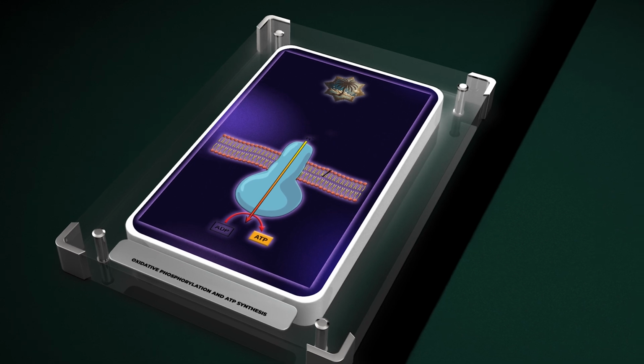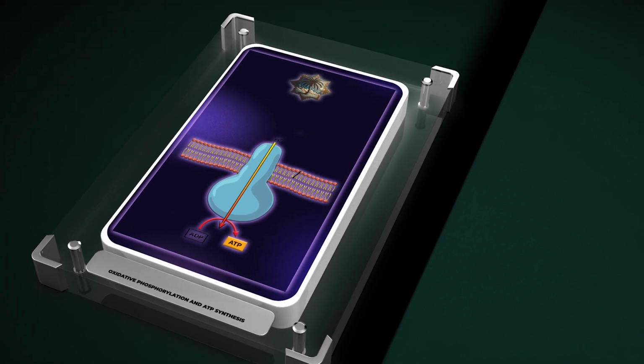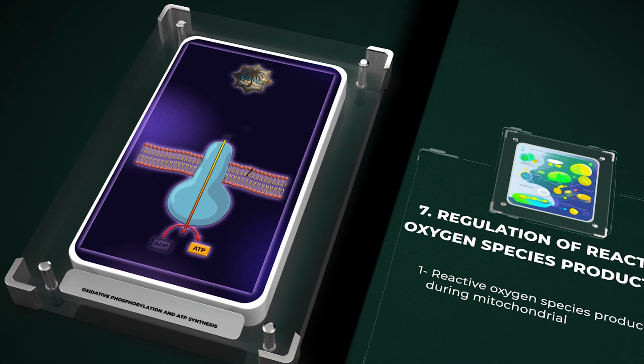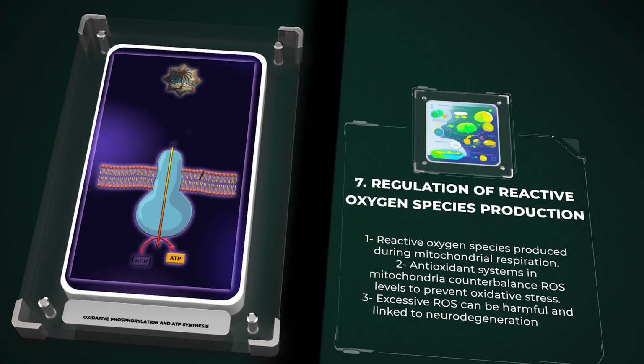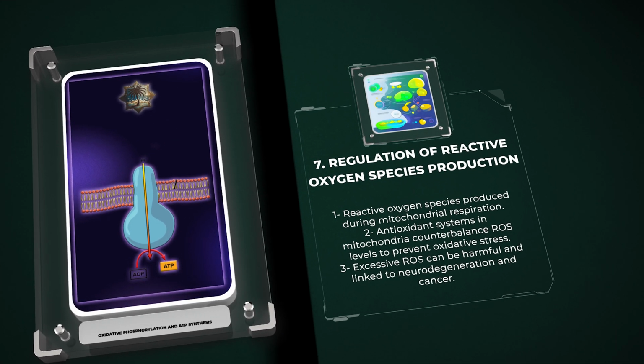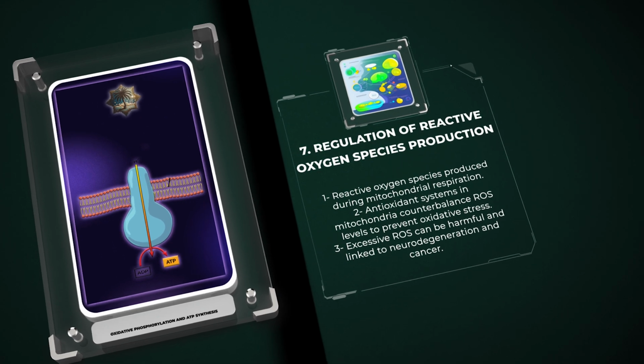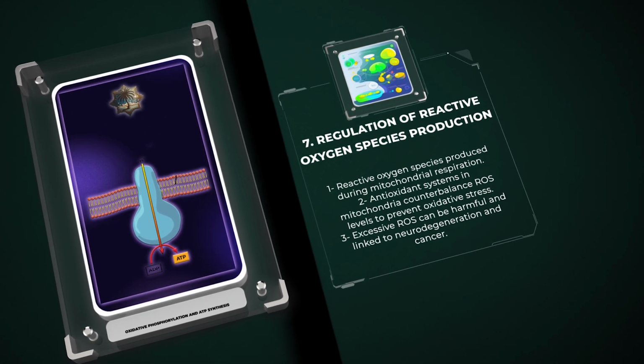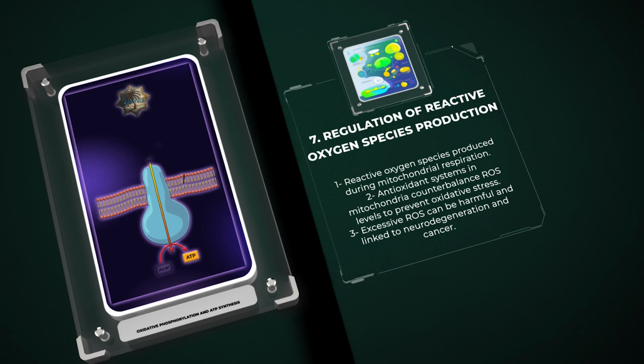Reactive oxygen species, ROS, are produced during mitochondrial respiration and have important signaling functions, but excessive ROS can be harmful. Antioxidant systems in mitochondria, like superoxide dismutase and catalase, counterbalance ROS levels to prevent oxidative stress linked to diseases like neurodegeneration and cancer.